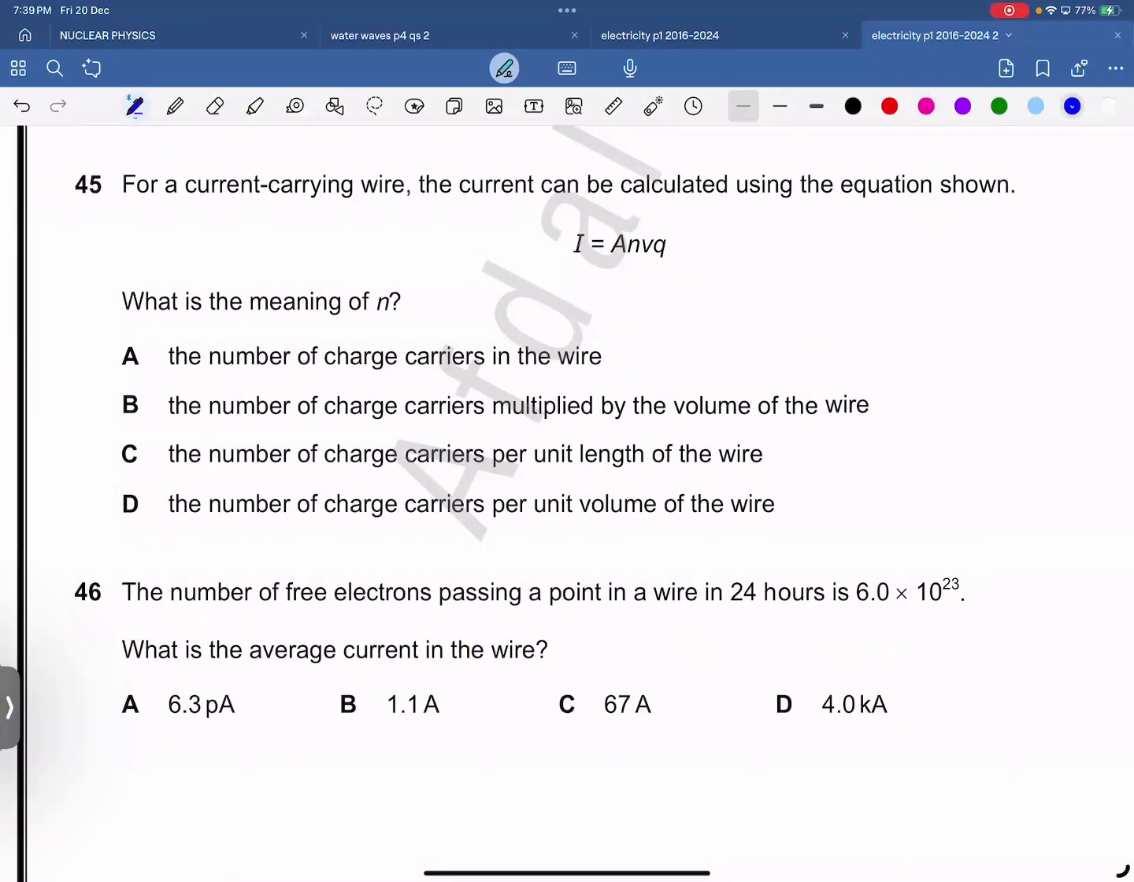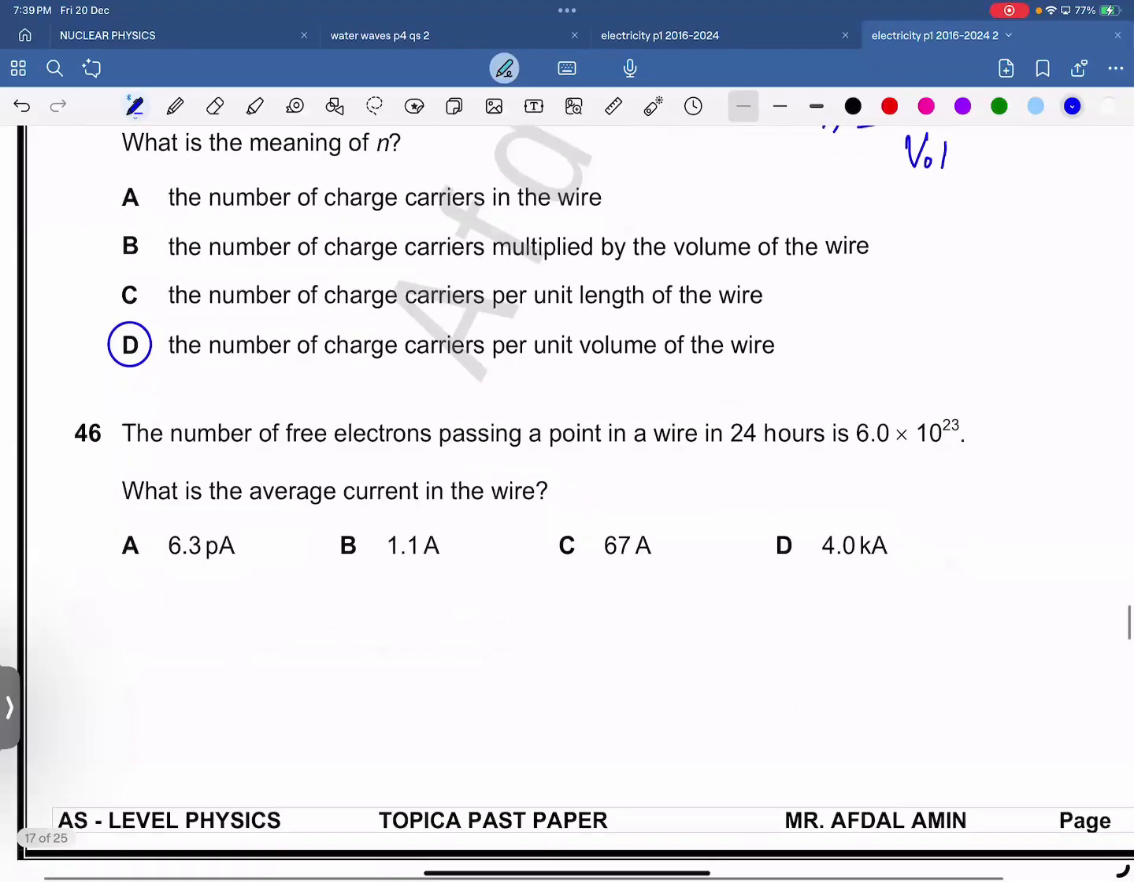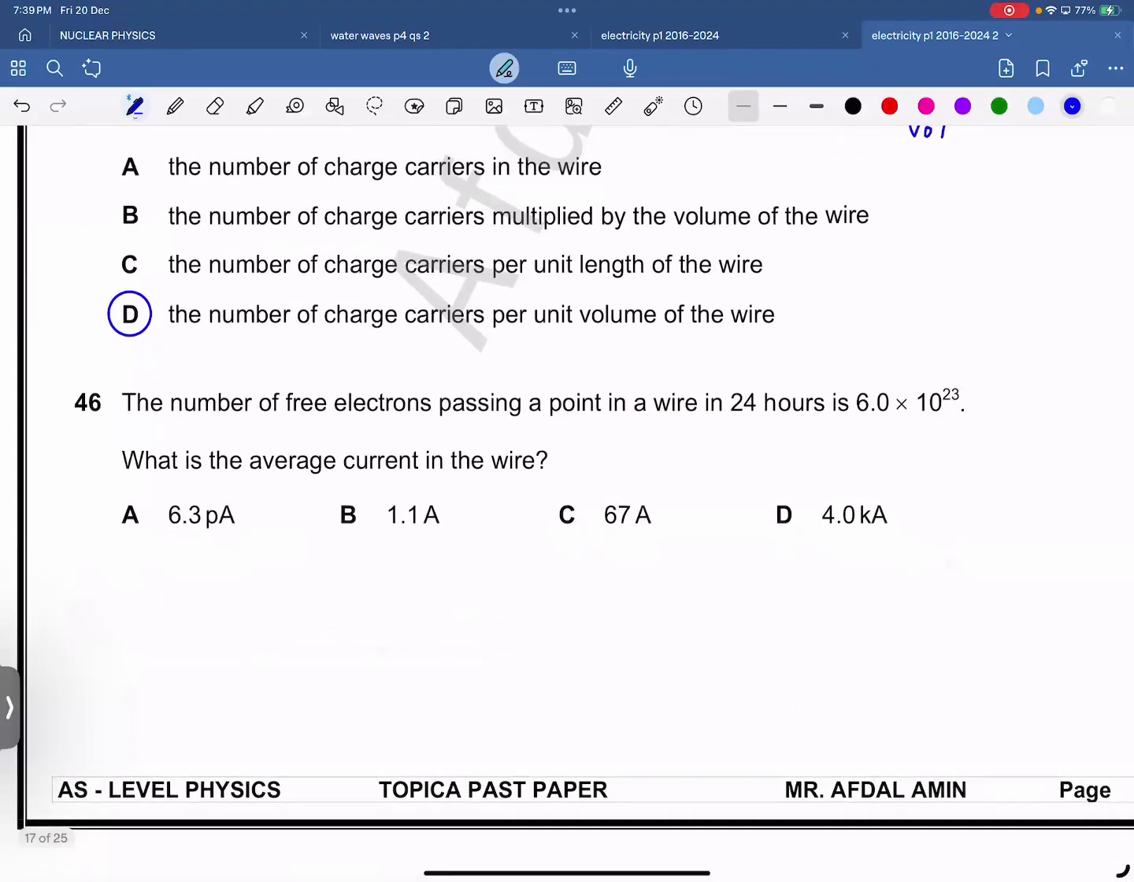Students, our current carrying wire has I equal to nAvq. It's a repeated question. n is the number of charge carriers per unit volume. Again, it is per unit volume. It's a repeated question. The number of free electrons passing a point in 24 hours. Number of free electrons is not lowercase, it is uppercase N. The time is 24 hours.